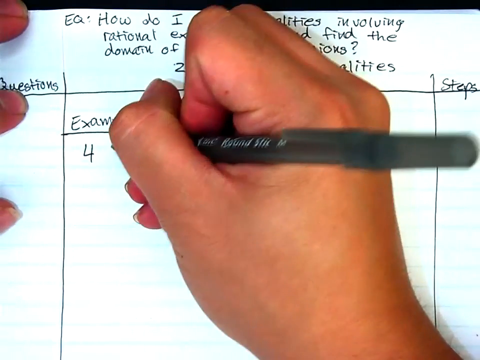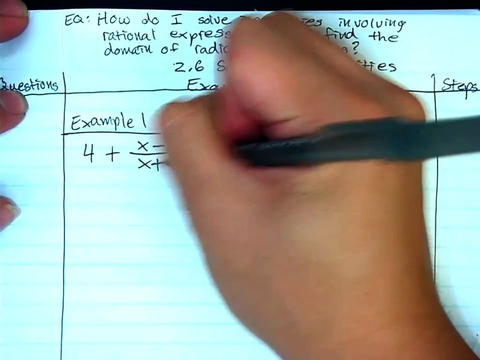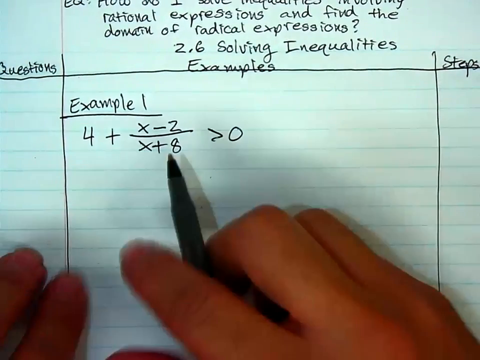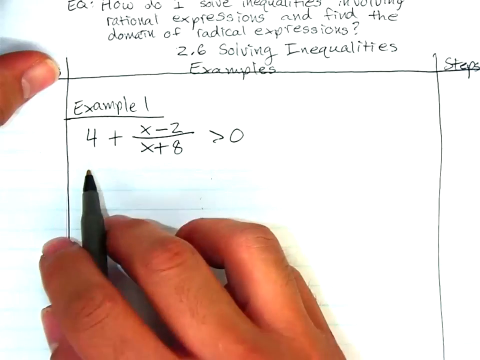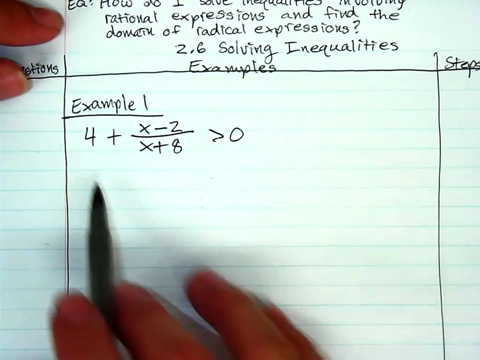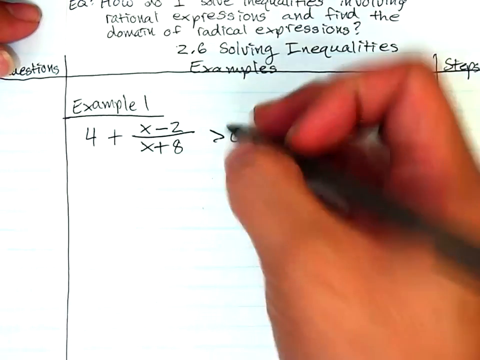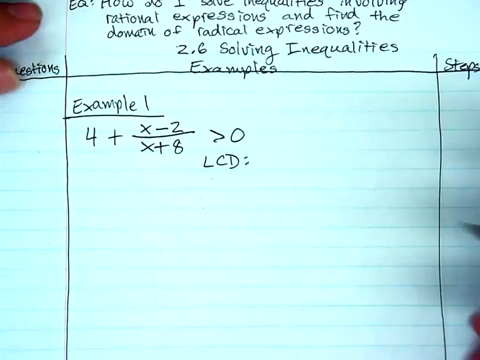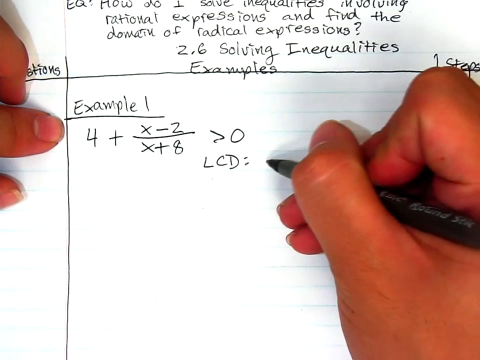Here we're going to have 4 plus (x minus 2) over (x plus 8), actually, greater than 0. So with this one, we notice that we have a fraction, a rational expression, and I can't get rid of it because this isn't going to help me figure out the inequality correctly. It's going to get rid of critical points that I need in order to solve this. So what I need for this one is actually to find the LCD. So it's a little bit different than what we did last time. We do want to keep the denominator in this case.